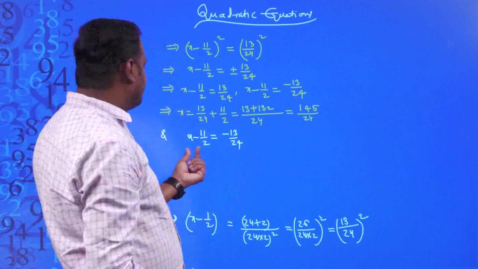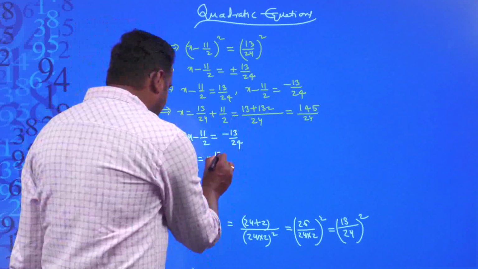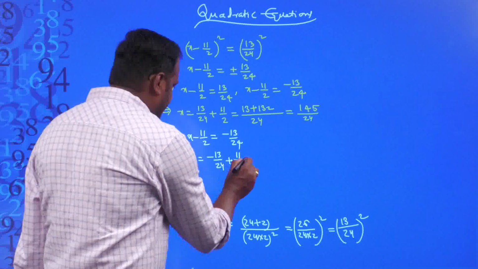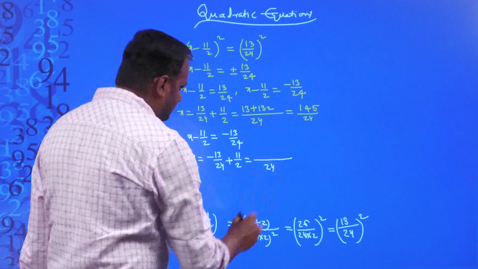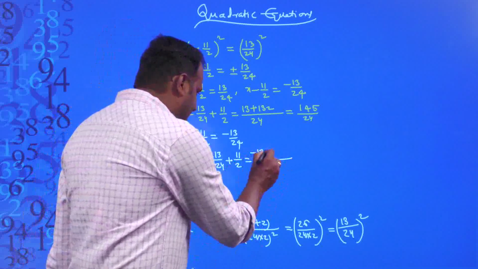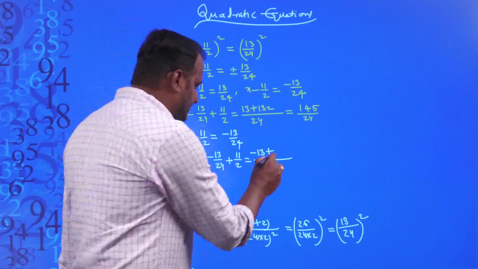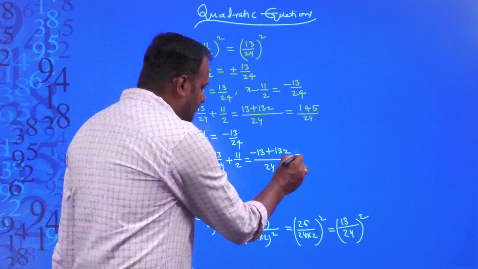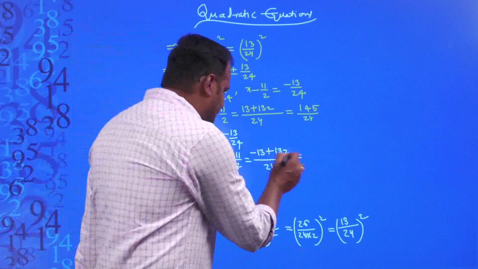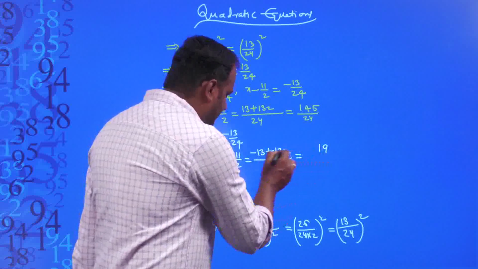When you transpose negative 11 by 2 to that side, then it would be x is equal to negative 13 by 24 plus 11 divided by 2. Again the LCM is going to be 24, and 24 1s are 24, 1 minus 13s are minus 13, plus 2 12s are 24, 12 11s are 132. Now you are going to subtract 13 from 132, right? Now 12 minus 3 is equal to 9 and now this is 2. 2 minus 1 is equal to 1, already 1 is there.